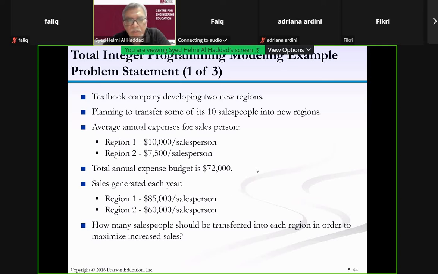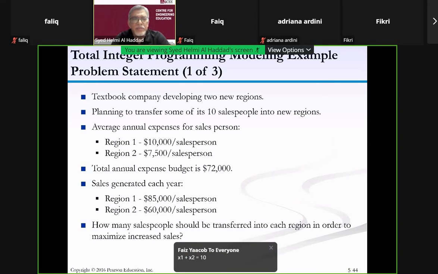You want to maximize the profit of this. Okay, so X1 is the number of person. So we have X1 and X2. That's very good. Okay, what else? What about the constraint? So we have the constraint of the annual expense budget, right, which is 72. So what would be the equation?